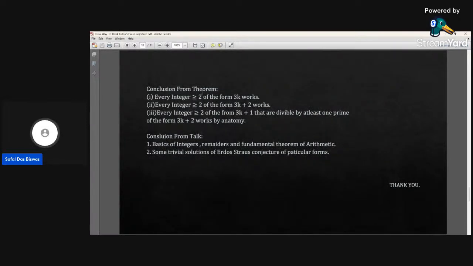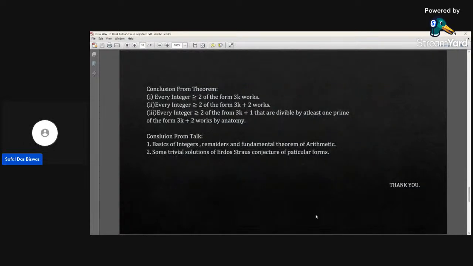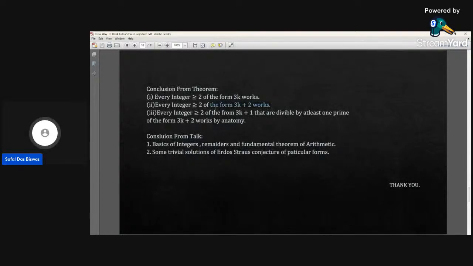So in conclusion from the theorem, every integer greater than or equal to 2 of the form 3k works, because as we proved, if n equals 3 works, then by anatomy we just multiply by r, and so 3r works for every integer of the form 3k, right? So every integer of the form 3k works. Now every integer greater than or equal to 2 of the form 3k plus 2 works, because as we showed, (n+1)/3 and n times (n+1)/3 is the solution for n equal to 3m plus 2. Okay, so every integer of the form 3k plus 2 works.